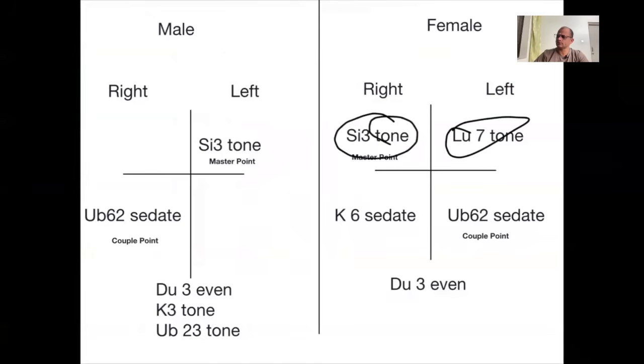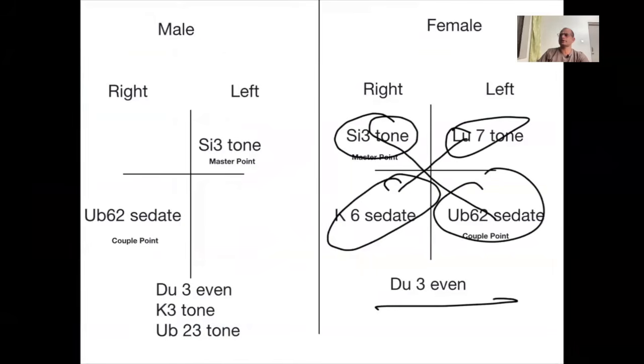Okay, so SI3, UB62, Lung 7, Kidney 6, and 3. It's wonderful for activating the Dumai, activating the yang force, energy, circulation. स्वेलिंग को हटाने के लिए, वाटर रिटेंशन को हटाने के लिए, कमर का दर्द मिटाने के लिए, ये बहुत ही शानदार फॉर्मूला है। We already discussed it, so I am moving quickly.